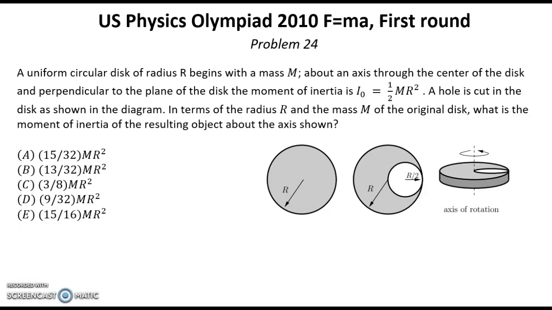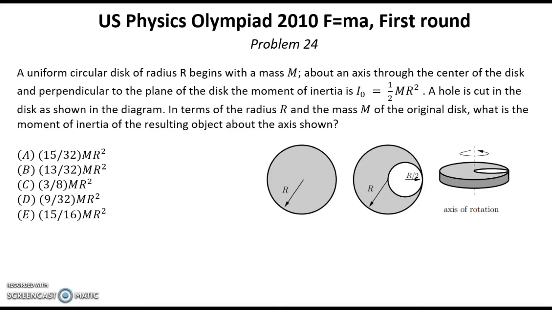A uniform circular disk of radius r and mass M has a moment of inertia I0 equal to 1/2 Mr² about an axis through the center of the disk and perpendicular to the plane of the disk. A hole is cut in the disk as shown in the diagram. In terms of the radius r and the mass M of the original disk, what is the moment of inertia of the resulting object about the axis shown?